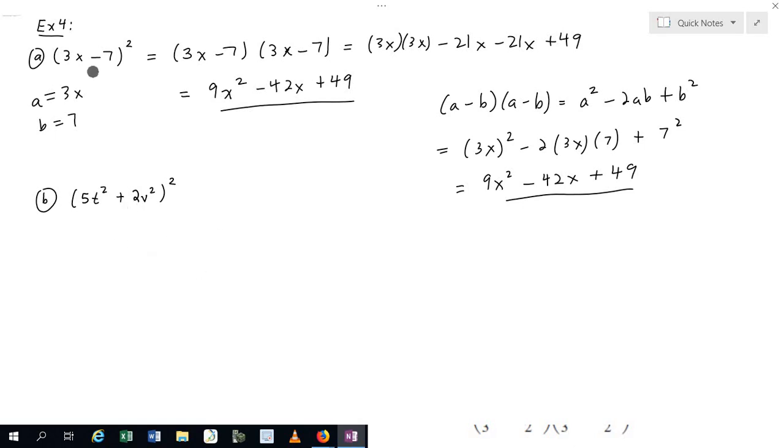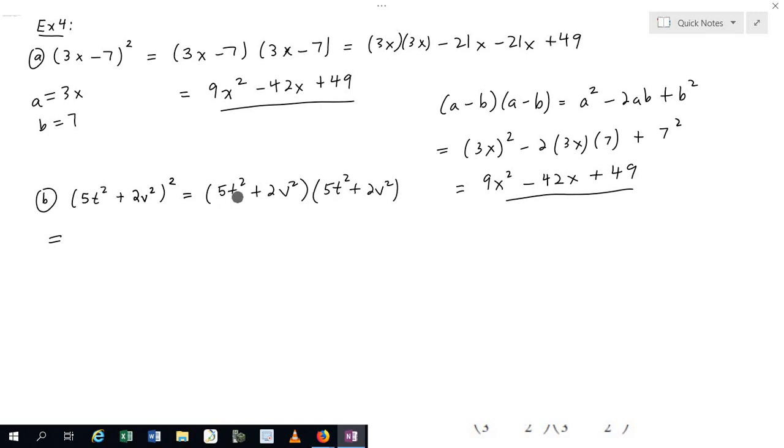Okay, so let's try this one. The difference here is that this is a plus sign, but we're still squaring this binomial. Okay, and again, you do not square this first term and then add it to the second term squared. That's incorrect. You have to FOIL this out. So again, when you square this, it means you multiply it by itself. Okay, which is really this. So let's FOIL this out.